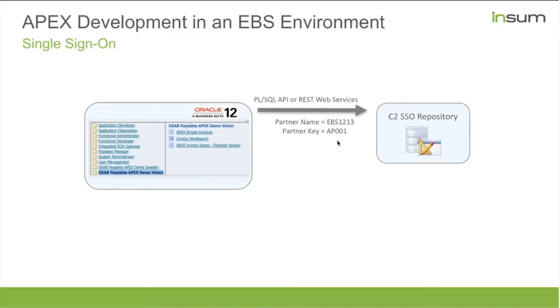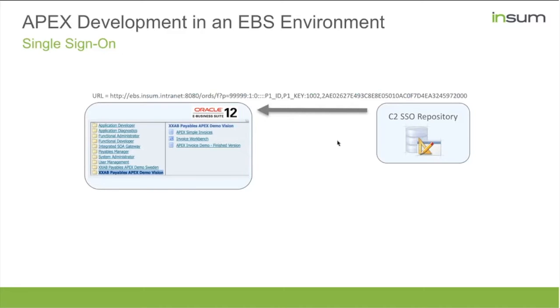Assuming that we want to click or use this APEX simple invoice, which is an APEX application, the function behind it will call a PL/SQL function to ask a single sign-on repository, which is just a bunch of PL/SQL tables that we have put together. It's going to say, I'm EBS 12.1.3, for example, like a partner name, and I want to access AP001, which you can translate as an application short name. And if you're allowed to access this application from EBS, the single sign-on repository will say, okay, fine, here's the URL you need to redirect to.